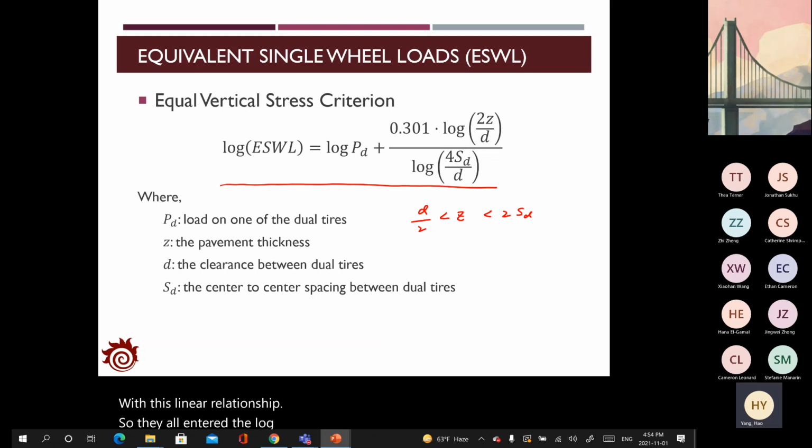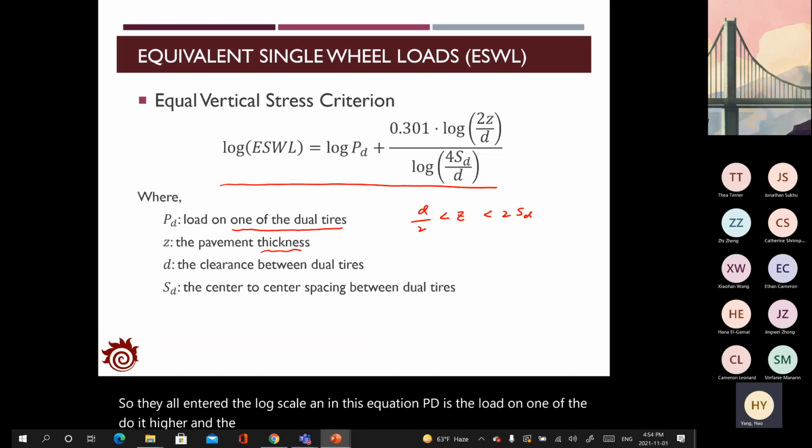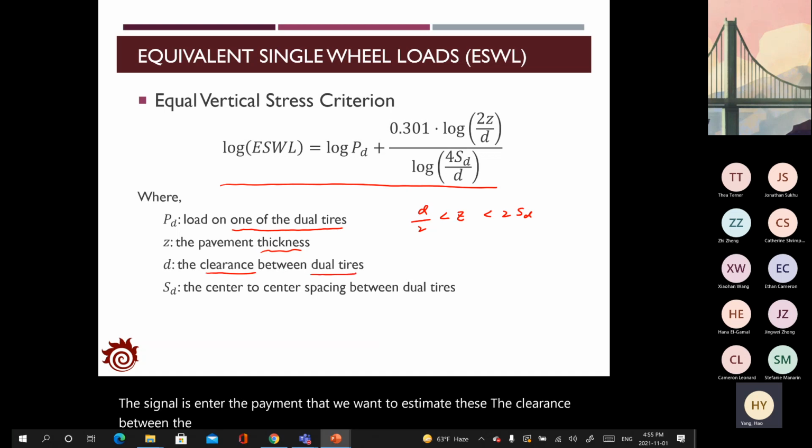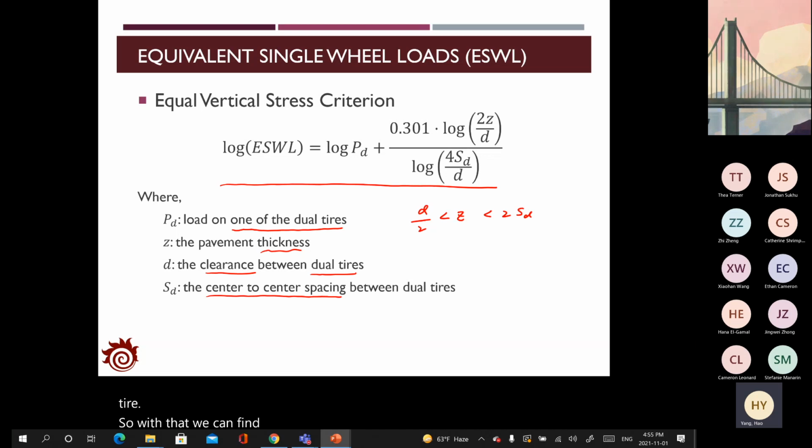And in this equation, PD is the load on one of the dual tire, and Z is the thickness under the pavement that we want to estimate. D is the clearance between the dual tire, and SD is the center spacing between the dual tire. So with that, we can find out the ESAL at any depth or any thickness under the pavement structure.